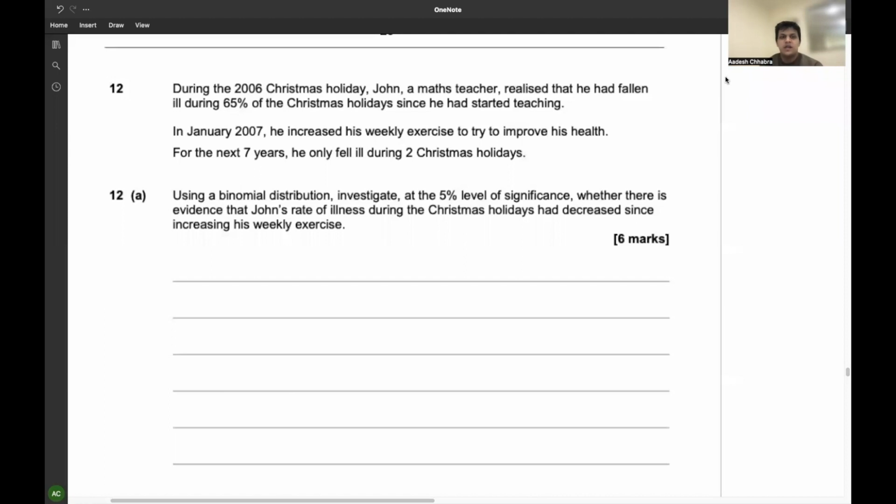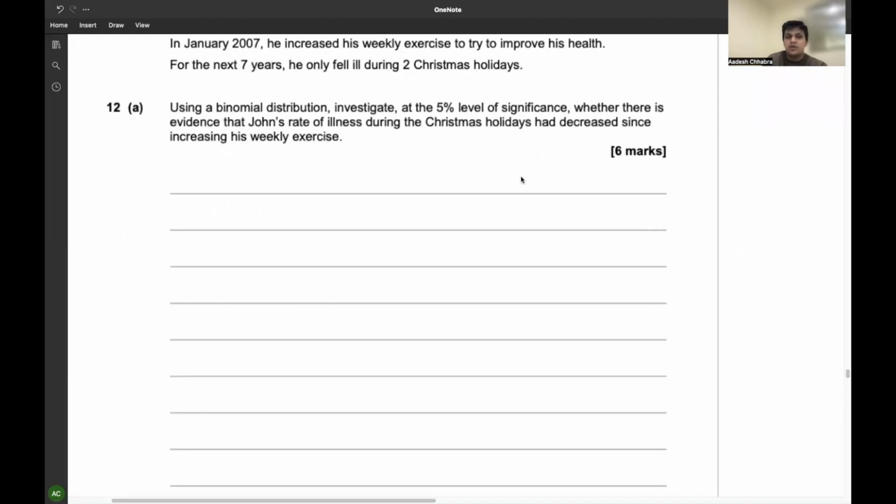So for question 12, during the 2006 Christmas holiday, John, a maths teacher, realized that he had fallen ill during 65% of the Christmas holidays since he had started teaching. Now, in January 2007, he increased his weekly exercise to try to improve his health. For the next 7 years, he only fell ill during 2 Christmas holidays. So in question 12A, we've been asked to use binomial distribution and investigate at a 5% level of significance whether there is evidence that John's rate of illness during the Christmas holidays had decreased since increasing his weekly exercise.